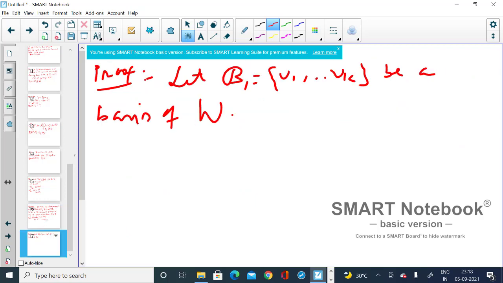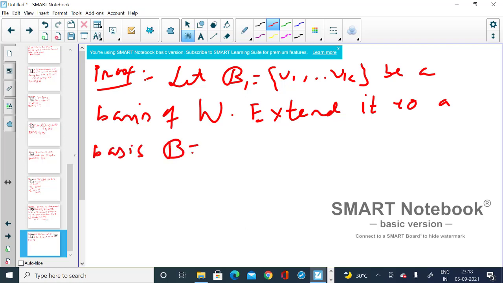And so we have a basis of W of dimension k, and then extend it to a basis, say B, of the form v1, v2, ..., vk, and then vk+1 up to vn, and this is the basis of V.